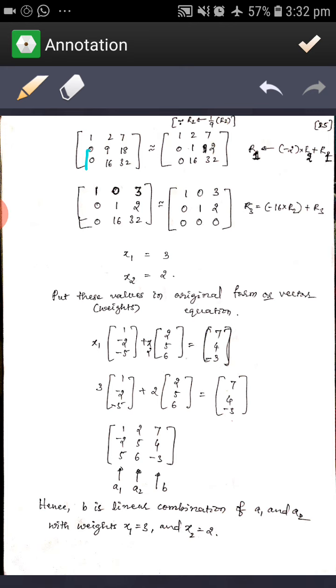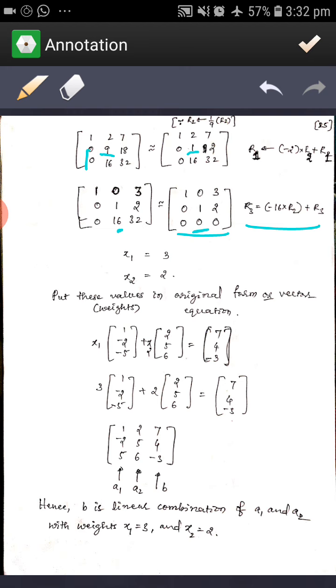Then we should look at making 9 as 1. By dividing 9 by 9, we made it 1. After that, the 16 we make 0. While doing that, the whole third row becomes 0. So now it is in row echelon form, meaning row reduced echelon form.